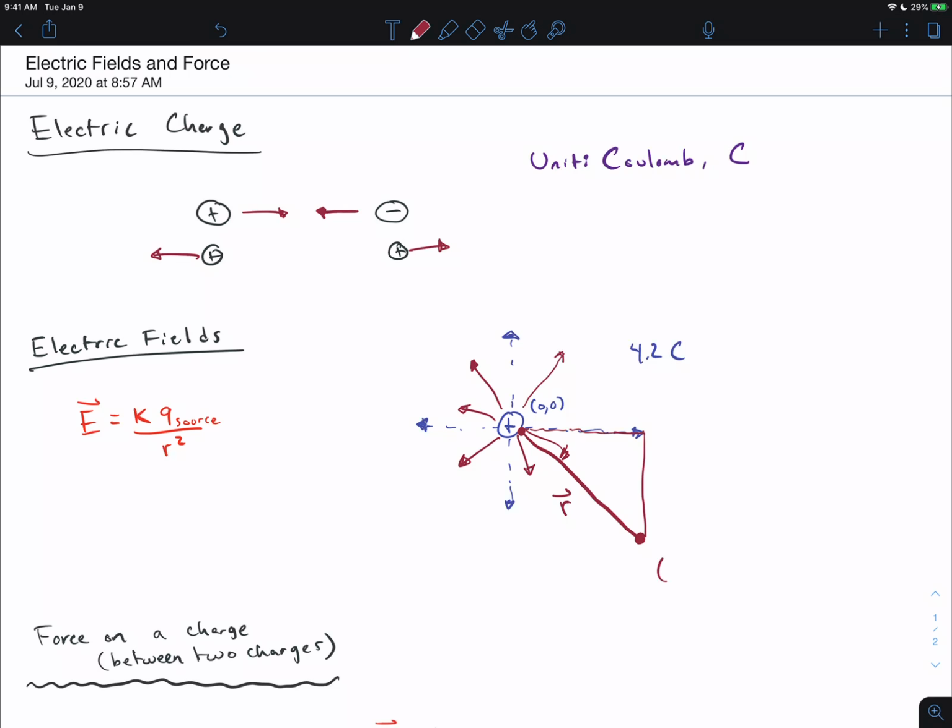Let's say this point right here might be 5, -5 for my coordinates. So in order for me to find R, I just need to know my X and my Y, which I can get from my coordinates. I started at 0 and went to 5, so this should be 5. And I also started at 0 and went down to -5, so this one should be -5.